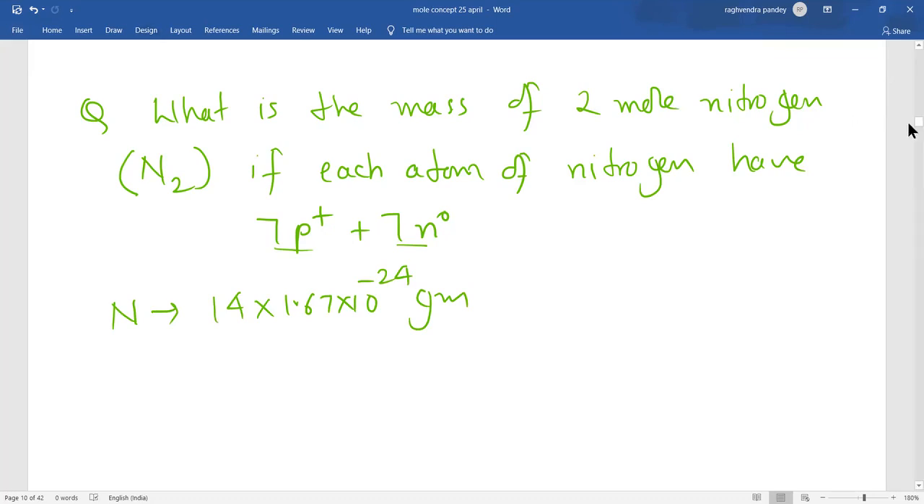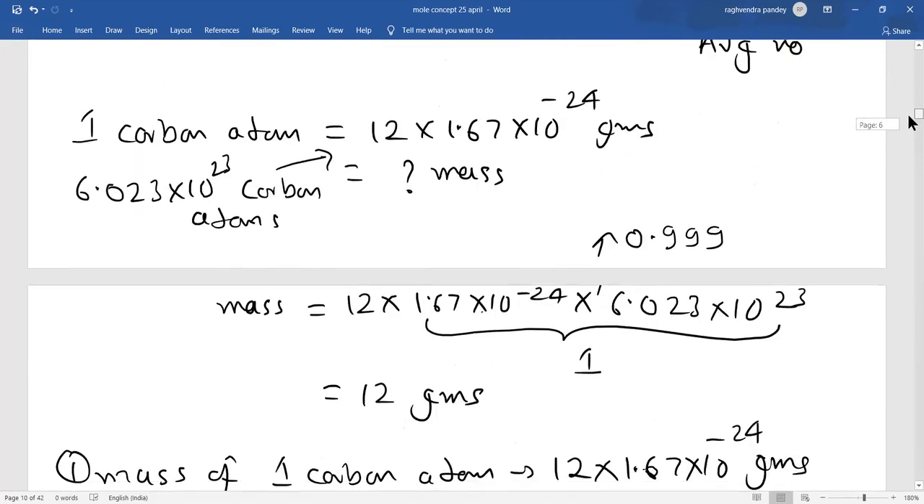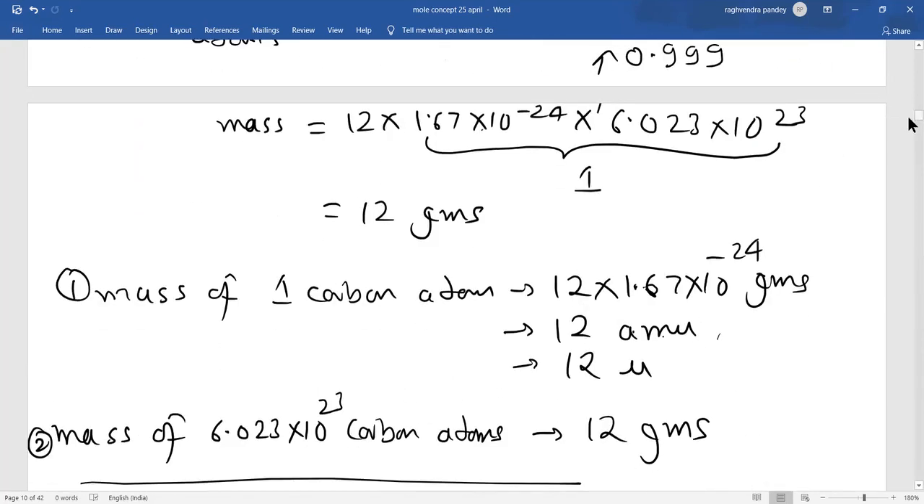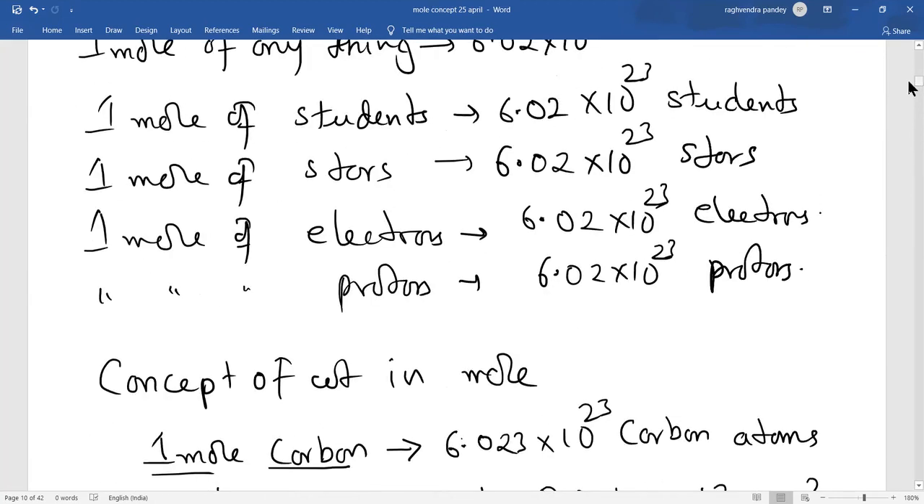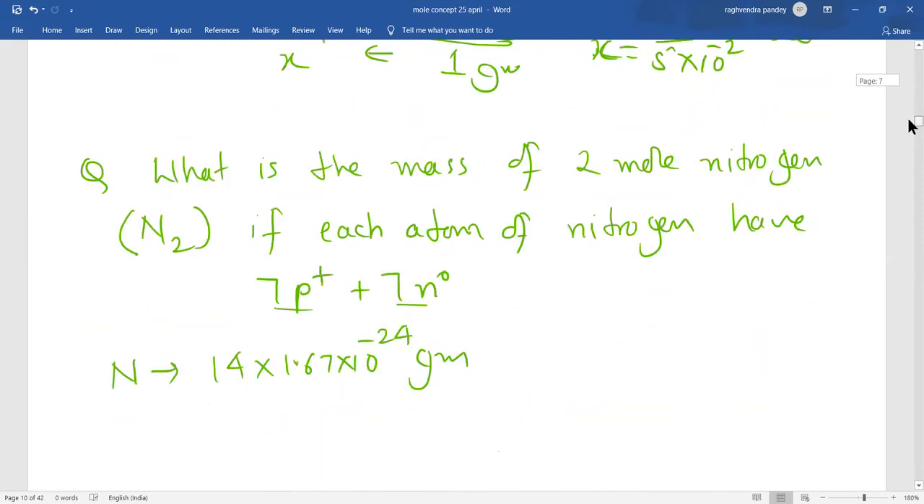So what I told you earlier in the carbon, there are 6 protons and 6 neutrons here. So the mass of one carbon atom is 12 AMU. The mass of 6.023 into 10 to the power 23 carbon atoms is 12 grams. Now this is called 1 mole. I told you in the previous class. So that is your 1 mole: 1 mole of students, 1 mole of stars, electrons. Those who haven't solved it, please listen carefully.